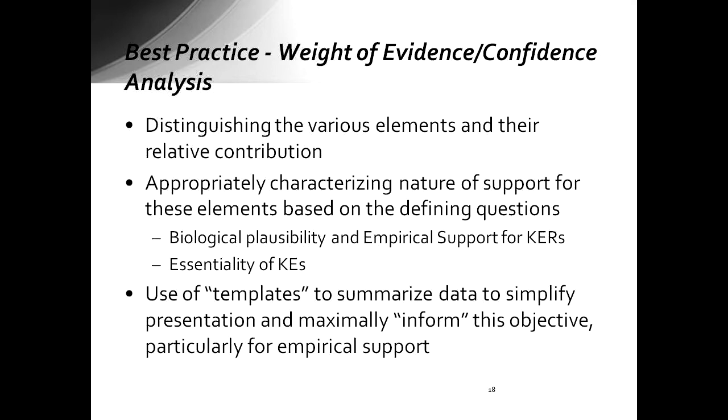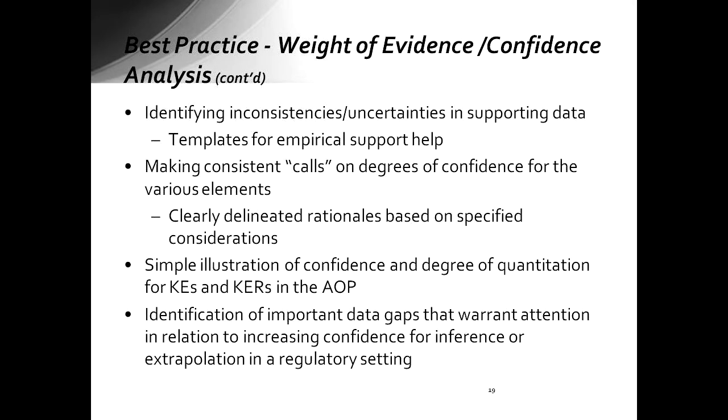So just a bit of a summary in terms of our best practice for weight of evidence and confidence analysis: it is really distinguishing the various elements and their relative contribution. I think they really need clear delineation, appropriately characterizing the nature of support for the elements based on very clear defining questions, and the use of templates to summarize the data to simplify presentation and maximally inform this objective, particularly for empirical support. Identifying inconsistencies and uncertainties in the supporting data. Again, the templates for empirical support help with that.